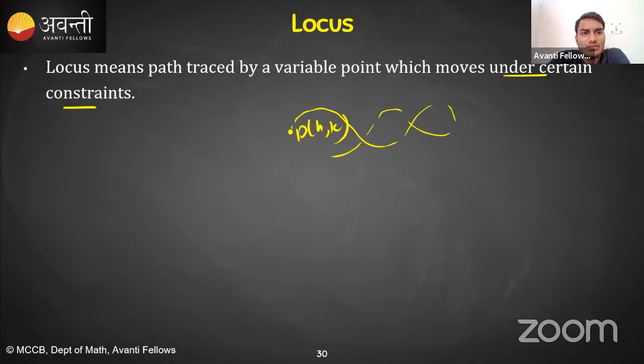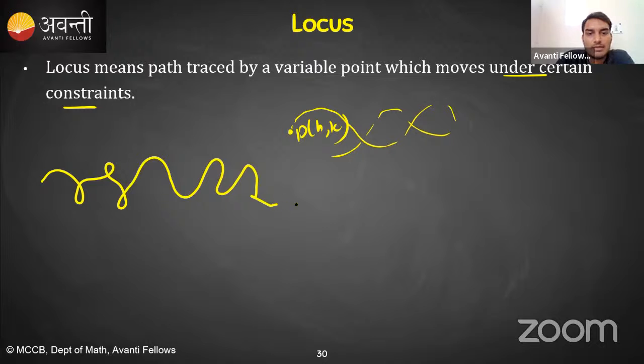Is this clear? Definition of locus is clear. Path traced by a variable point which moves under a certain constraint means whatever the path it will travel. Okay, doesn't matter, कैसा भी path हो सकता है. Like this कैसा भी path हो गया, मान लो ऐसा ऐसा. Any kind of path, doesn't matter.